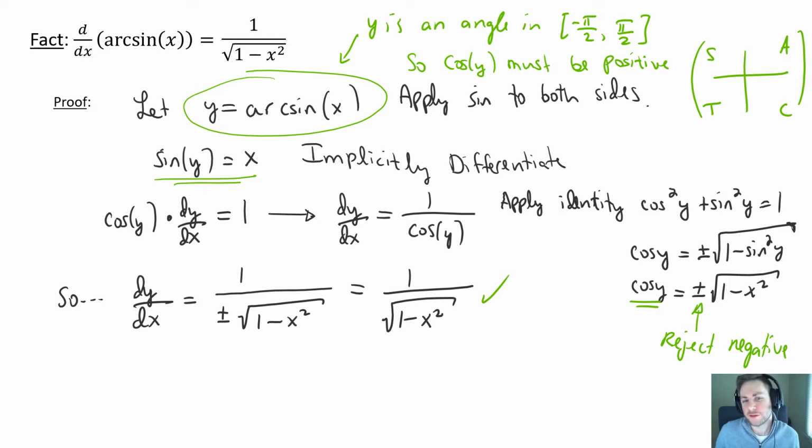When you look back, this proof really just boils down to using what we already know about the derivative of sine to figure out the derivative of arc sine, which is very much like what we did with logarithms and exponentials. And the same can be done really anytime you're dealing with inverse functions in general.